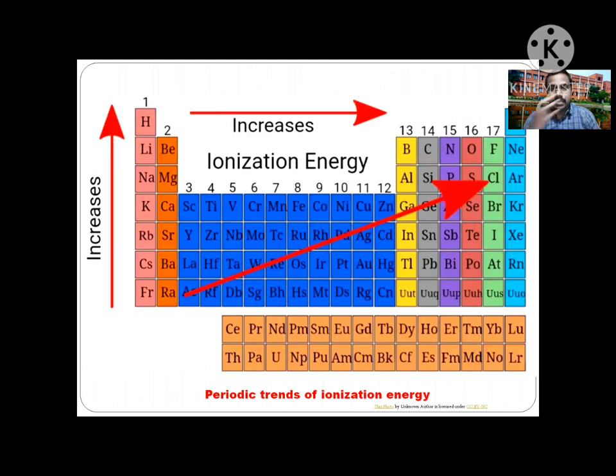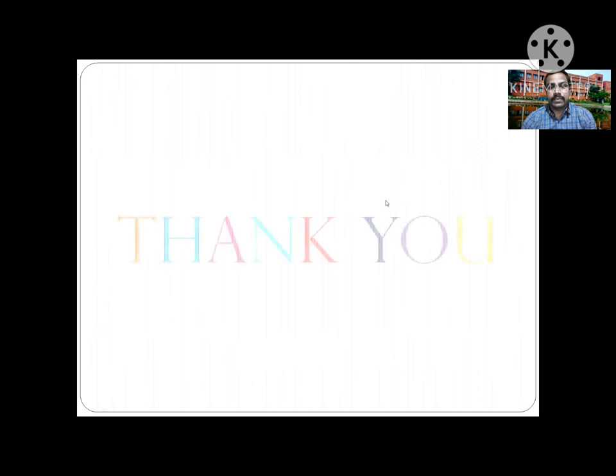In the periodic table, the ionization energy trends: from top to bottom, ionization energy decreases in a group. That means from bottom to top, ionization energy value increases. In a period, from left to right, ionization value increases. That means lithium to neon, ionization energy increases. So from the bottom left to the top right of the periodic table, in this direction, ionization energy value increases. Thank you. This is about ionization energy.